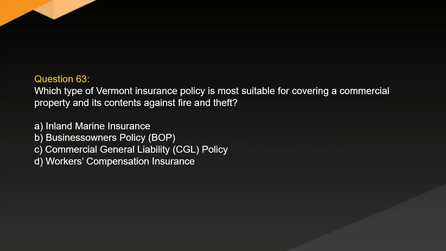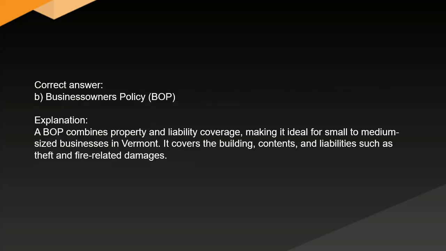Question 63. Which type of Vermont insurance policy is most suitable for covering a commercial property and its contents against fire and theft? A. Inland marine insurance. B. Business owner's policy, BOP. C. Commercial general liability, CGL, policy. D. Workers' compensation insurance. Correct answer: B. Business owner's policy, BOP. Explanation: A BOP combines property and liability coverage, making it ideal for small to medium-sized businesses in Vermont. It covers the building, contents, and liabilities such as theft and fire-related damages.